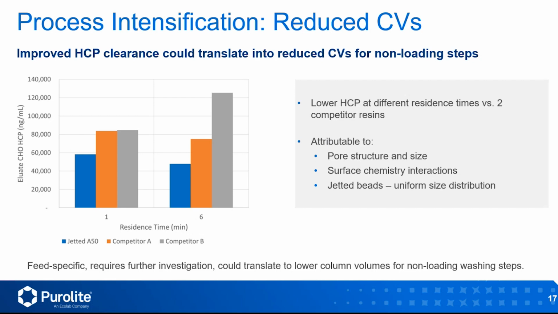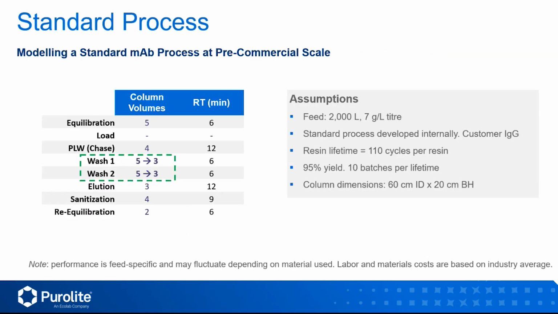So we think this is attributable to the jetted beads. So there's more uniform particle size distribution and lower void volume within the packed bed, but it also could be things like the pore structure and size, as well as the surface chemistry and interactions. I'll talk about the benefits of this in a minute, but it's certainly something that we'd like to investigate with customer feeds. We are seeing anecdotal evidence that this is being confirmed, and it would be interesting to get your feedback on this.